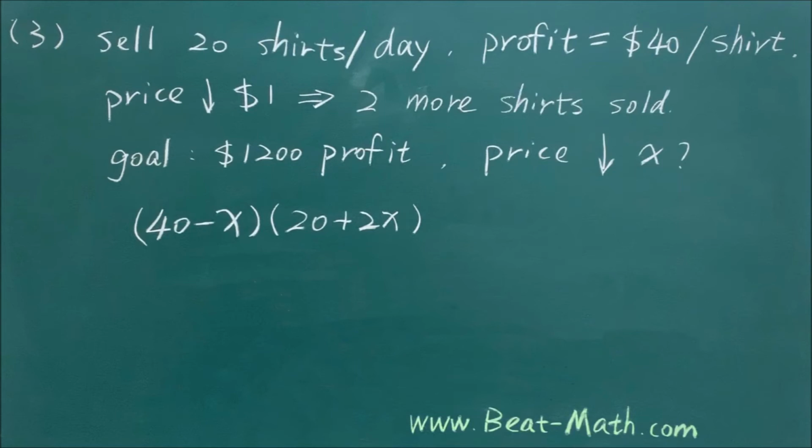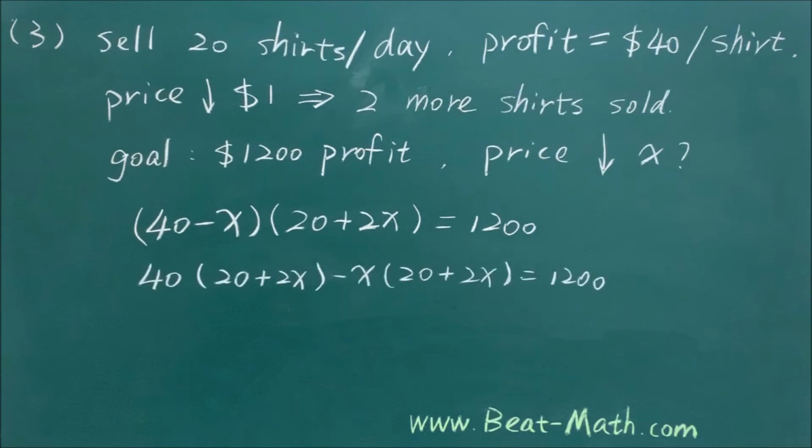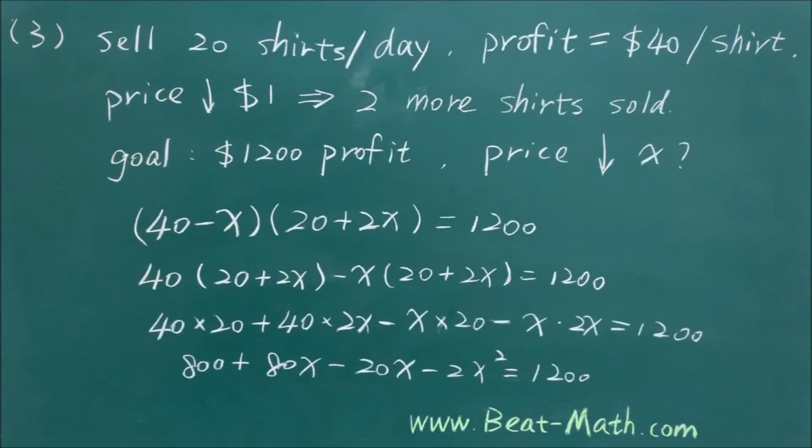As we already know, in the problem, the total profit should be $1,200. So we can get the equation (40 minus x) times (20 plus 2x) equals 1,200. Simplify the equation by multiplying the parentheses out. 40 times (20 plus 2x) minus x times (20 plus 2x) equals 800 plus 80x minus 20x minus 2x squared equals 1,200. 80x minus 20x equals 60x.